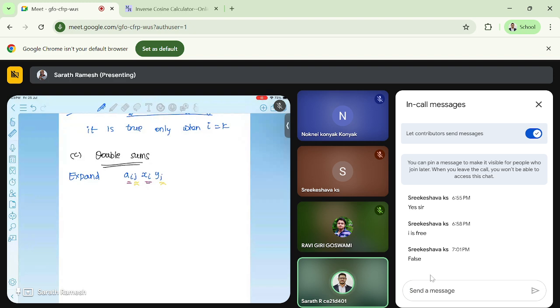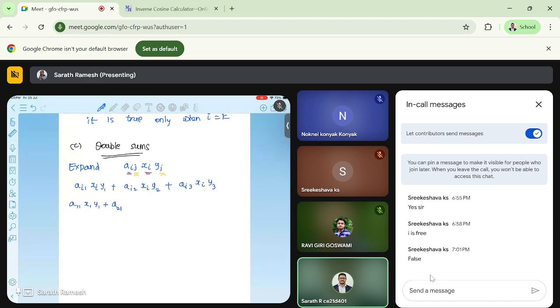Now each of these terms again has a dummy index which is i. Now what I have to do? Again we have to write 3 times. So now let's write i also: a11 x1 y1 plus a21 x2 y1. It is 21 because i is increasing. So a21 x2 y1 plus a31 x3 y1. Okay, this is this guy.